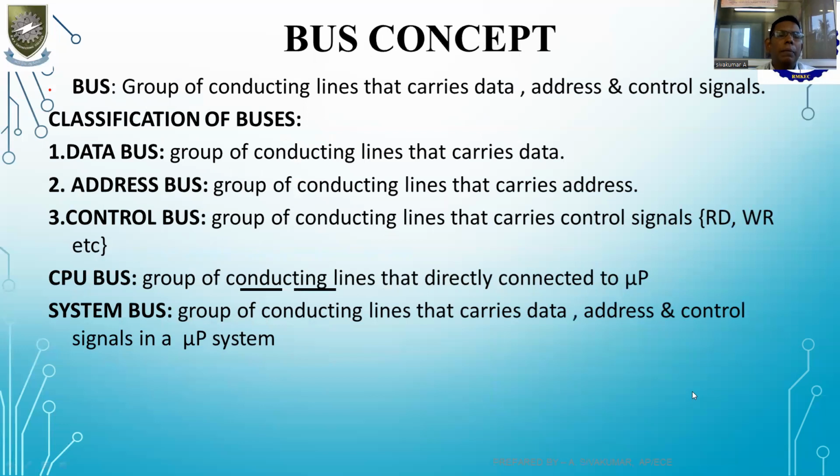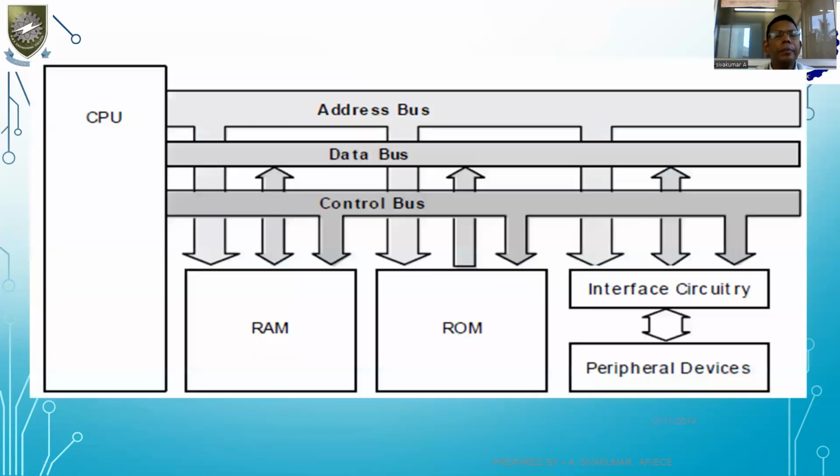These are the bus concepts. The group of conducting lines that carries the data, address, and control signals is called a bus. There are 3 different types of buses: address bus, data bus, and control bus. The CPU bus means a group of conducting lines directly connected to the microprocessor. The system bus is a group of conducting lines carrying data, address, and control signals. This is a simple system bus architecture of a general microprocessor circuit.